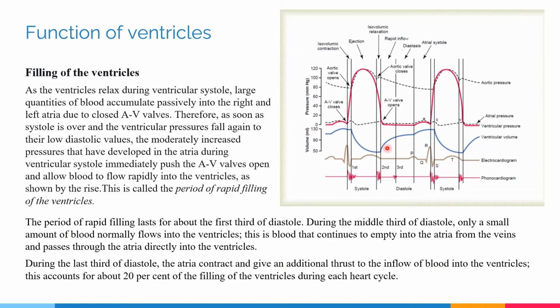So in the first third of the diastole, we have accumulated blood in the atria falling directly into the ventricles, followed by a direct flow of blood from the veins via the atria into the ventricles, and finally atrial contraction, which pumps an extra 20% of blood into the ventricles.